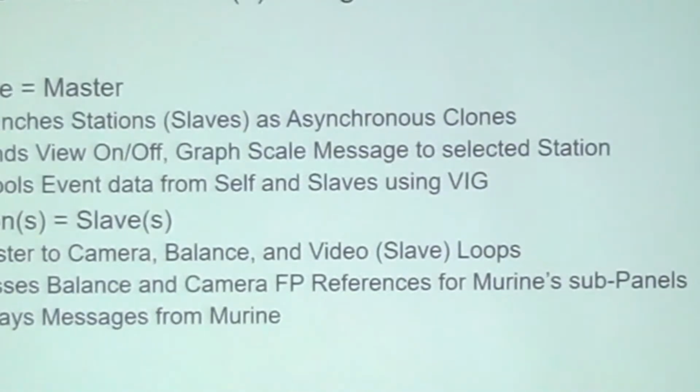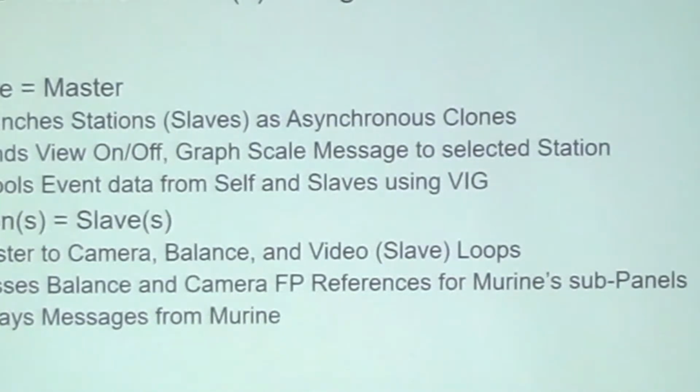Okay, here's all that mirroring does. Mirroring is built as a master-slave. The slave is the station. Mirroring is the master. It launches the stations as asynchronous clones. So we can take one copy of a VI and clone it 24 times. Saves wear and tear.